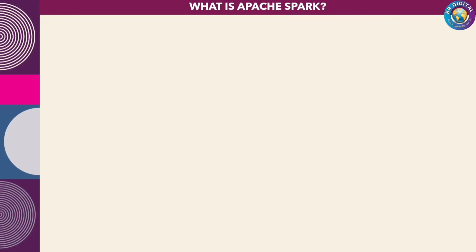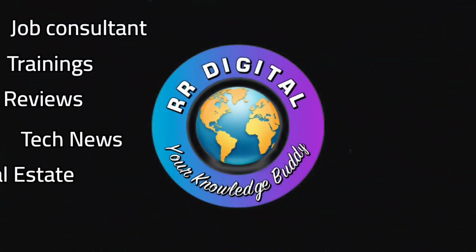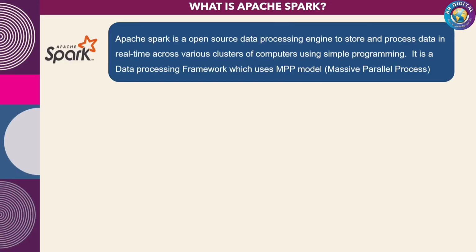In today's session, we'll discuss what is Apache Spark. Apache Spark came from the Apache Software Foundation, and Big Data Hadoop also came from the Apache Foundation. So Apache Spark is open source and it is a kind of data processing engine.